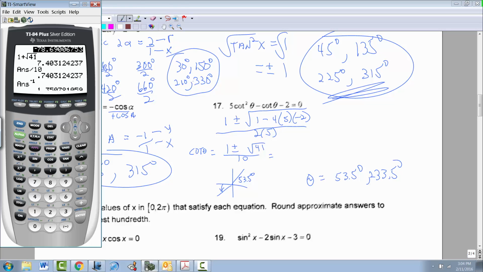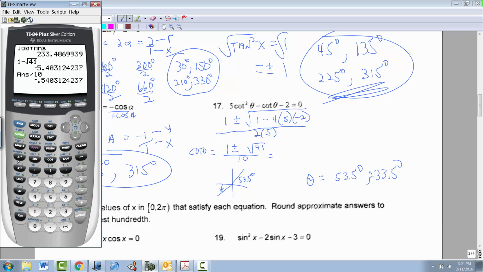Oh, what a kick in the... Okay, so enter, but I don't want to enter that. I don't know if that was any easier. Hey, I had a hard time finding that root button, so maybe this is better. And then divide that by 10. All right, and then that's what cotan is equal to.